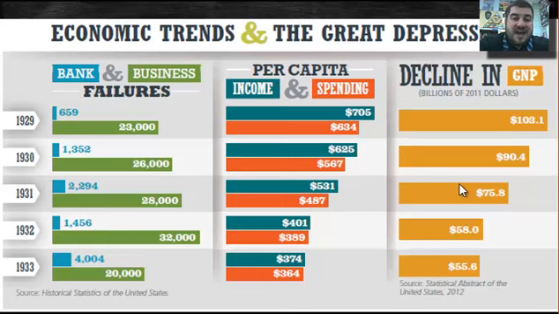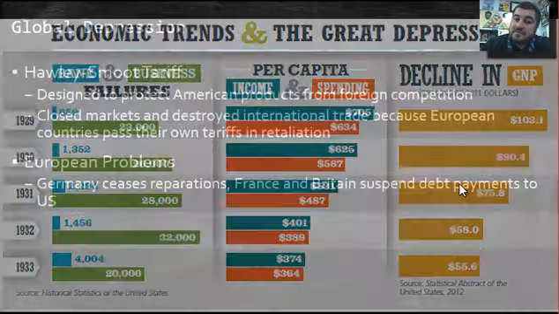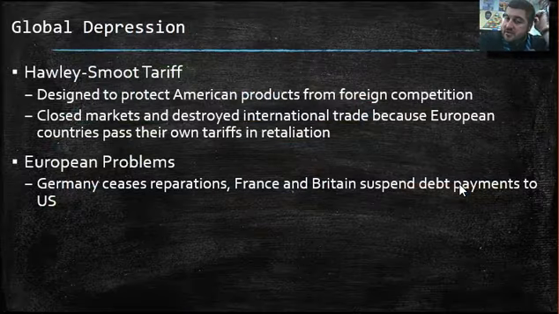You can see the bank failures going up in blue, the business failures going up in green. Per capita means per person, how much each person brought home in a year and how much they're spending. We're saving less, we're bringing home less, we're spending less. And our gross national product is the value of everything that we are making in America, and that is going down as well.